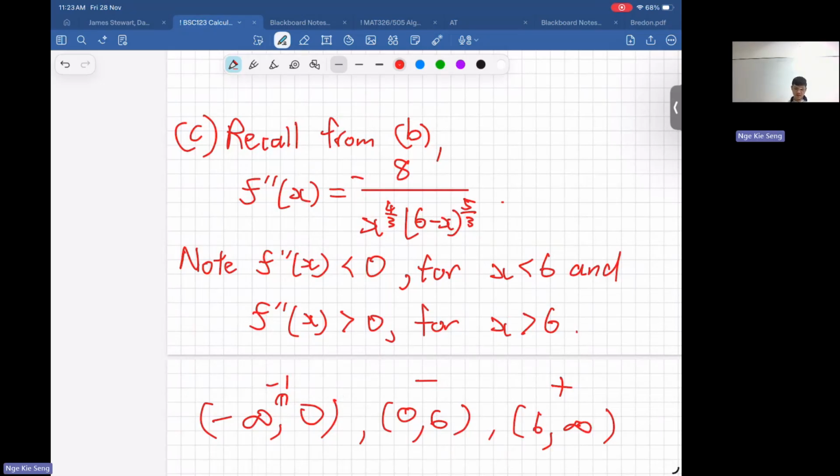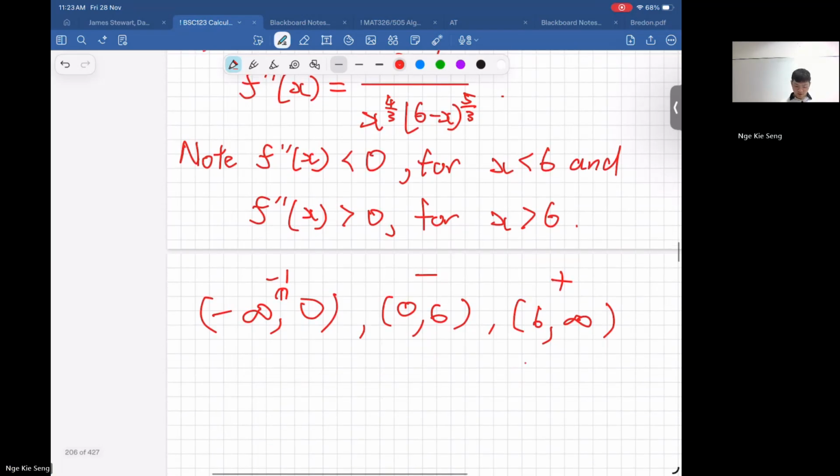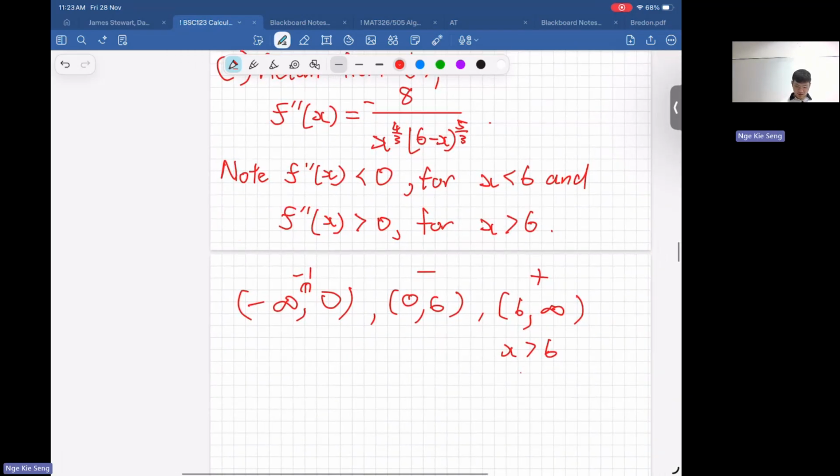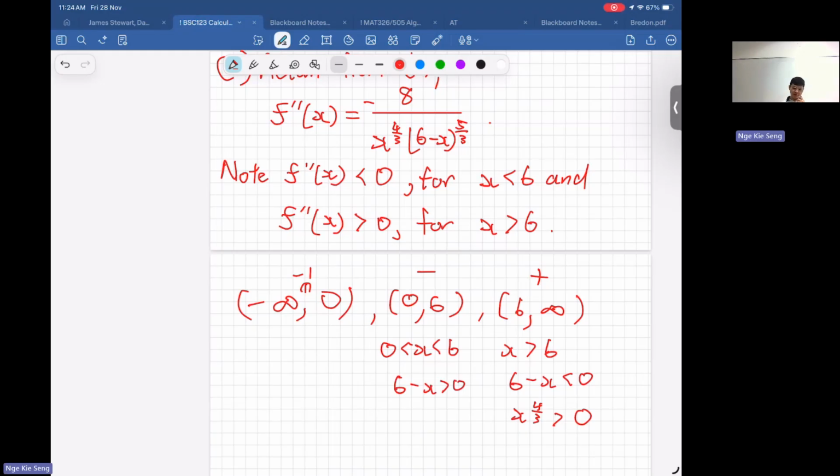If x is in 6 to infinity, inside here is positive, x greater than 6, then 6 minus x is less than 0. So negative, negative, positive, negative, negative, positive. This one is okay. And then if x is in between 0 and 6, then 6 minus x will be greater than 0. So positive, positive, negative is negative, fine.